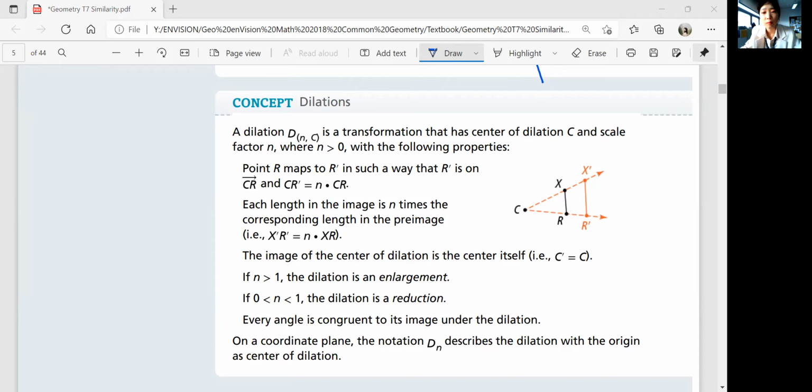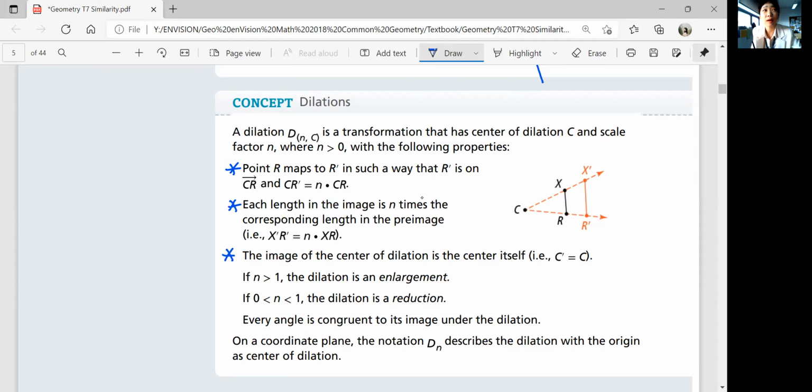Point R maps to R prime in such a way that R prime is on ray CR, and CR prime is equal to n times CR. Okay, this is the first one. Each length in the image is n times the corresponding length in the pre-image. Okay, and the image of the center of dilation is the center itself.